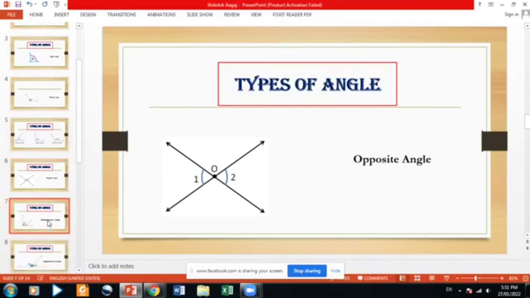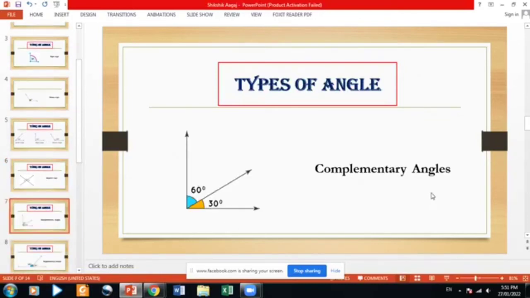Next, this is complementary angle. There are two angles. This is 1 and this is 2. In yellow, it is 30 degree and it is 60 degree in blue. Here is a pair of two angles. If we add their measurements, they will be 90 degree. So, the sum of two angles is 90 degree, and we are seeing complementary angles.